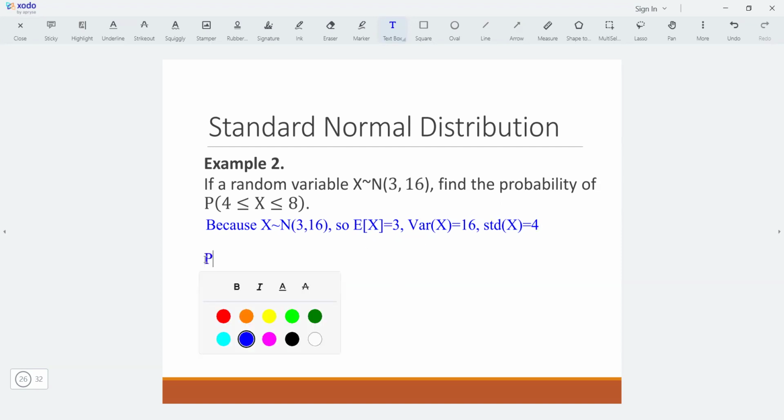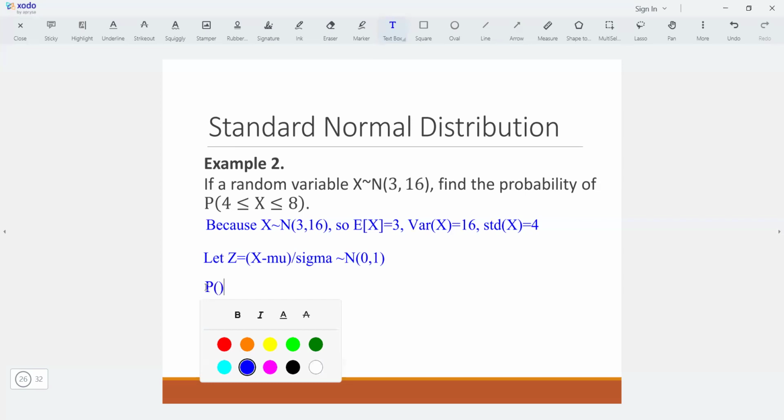So for our z, if we say z equals x minus mu, divided by our standard deviation, and here I say sigma, which is our standard deviation, we know this one will follow a standard normal distribution. So based on this property, we can rewrite our previous question.